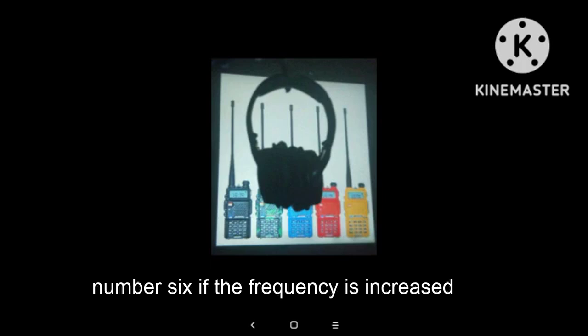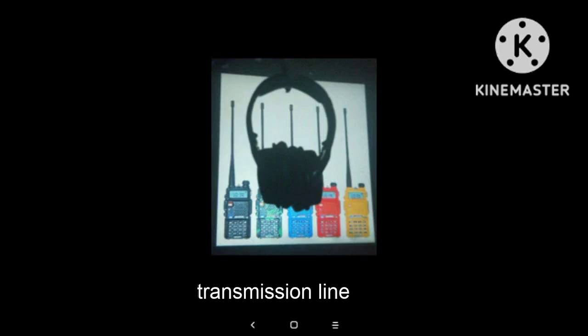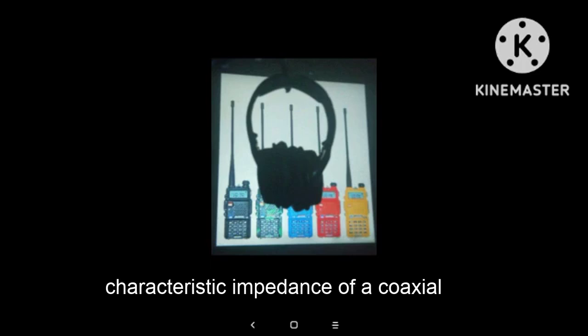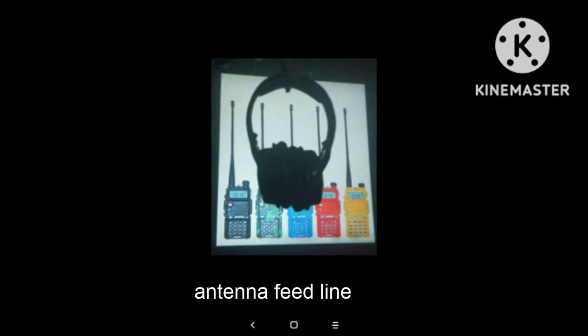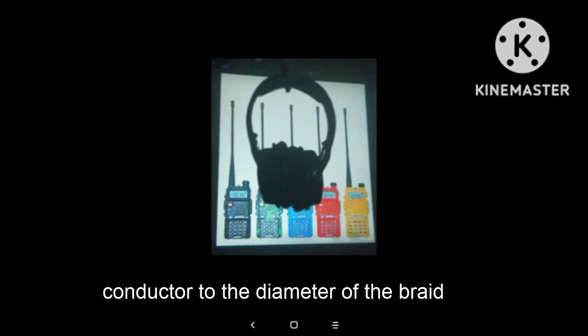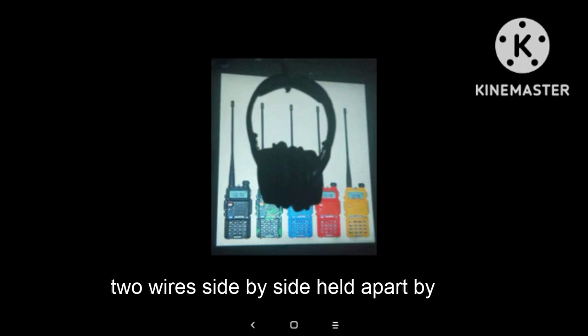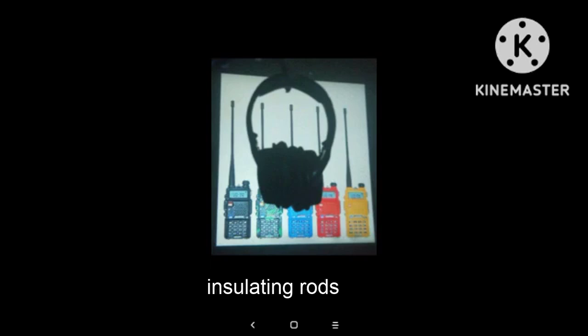Number 6. If the frequency is increased, how would this affect the loss on a transmission line? It would increase. Number 7. What factors determine the characteristic impedance of a coaxial antenna feed line? The ratio of the diameter of the inner conductor to the diameter of the braid. Number 8. What is a parallel conductor feed line? 2 wires side by side held apart by insulating rods.